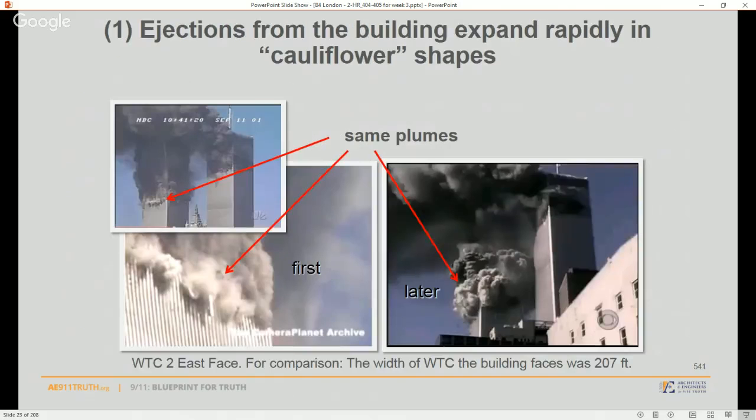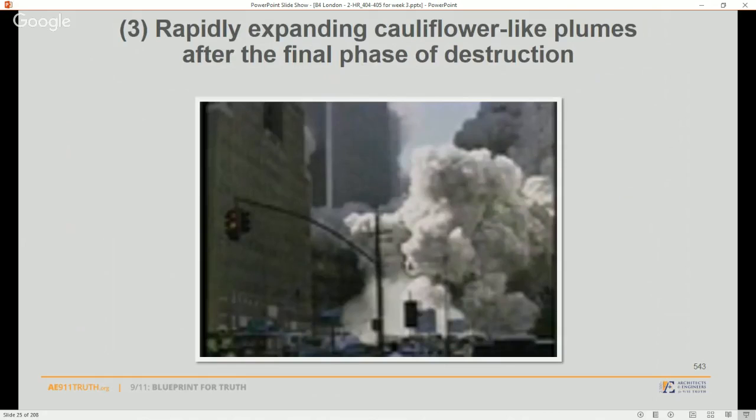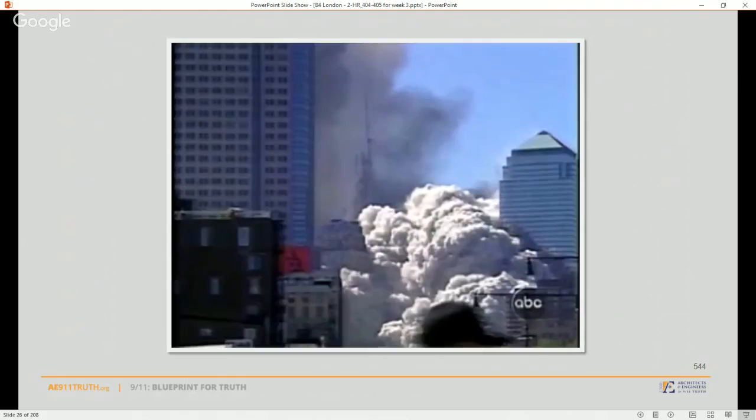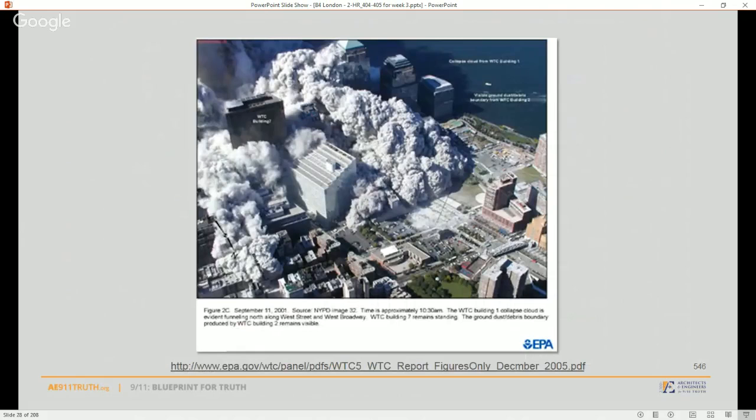You're looking at them here, the plumes of hot gases, more clearly seen here, trailing these laterally ejected structural steel sections, these thick white plumes, much hotter than the fires that, in the case of the South Tower, were actually almost out. So where is all this heat coming from that's causing these rapidly expanding cauliflower-like plumes following the complete collapse of the building? This is indicative of extreme heat, which the people running away from these clouds were experiencing again and again. This was a very, very hot event. That is the evidence we're showing you today.